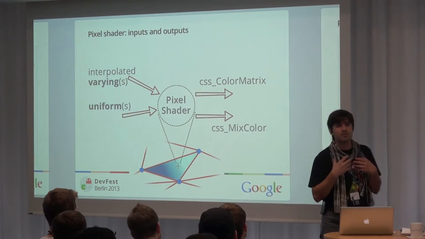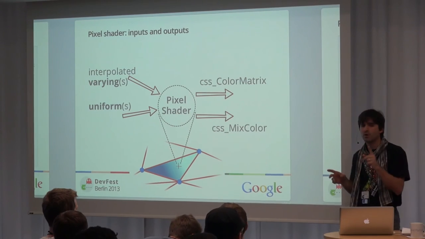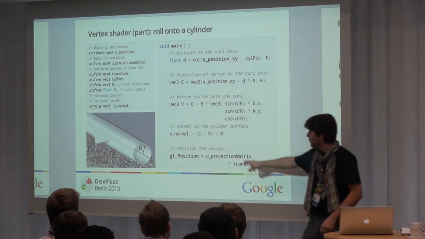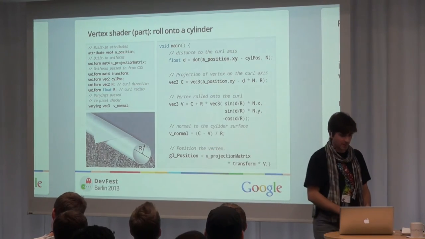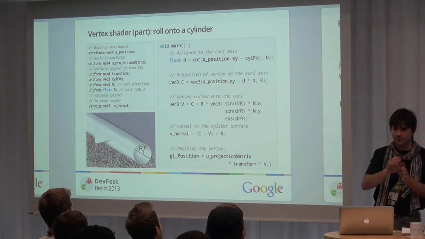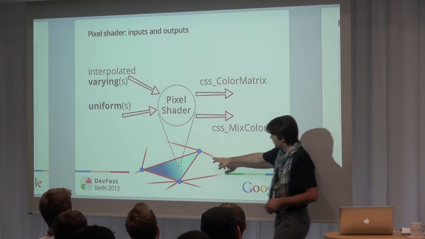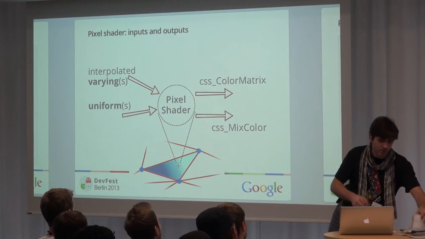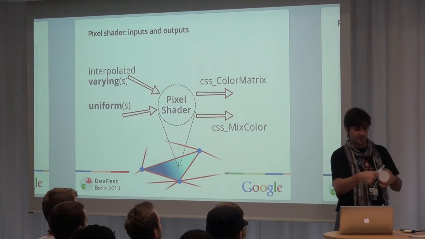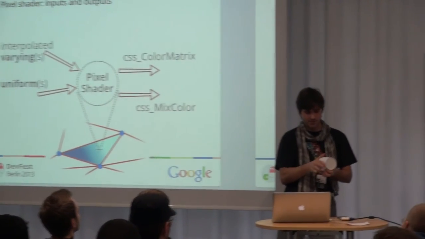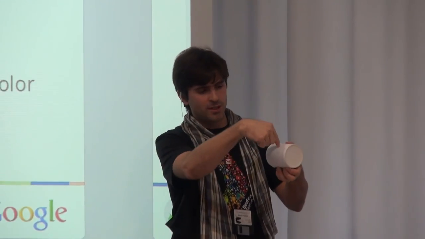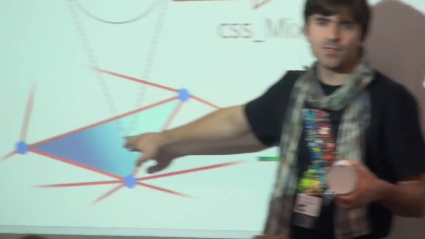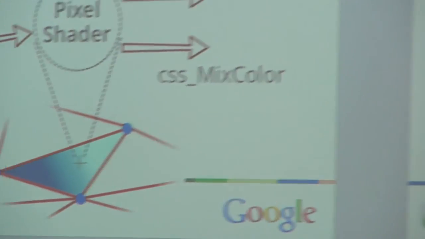So what does this mean for us? We had one varying, which was the normal vector, the vector orthogonal to our surface. So it means that on our surface here, let's say we had one triangle like this. We computed it in three different points, and the system interpolates this normal to give us a normal that is on the pixel somewhere in the middle of the triangle.